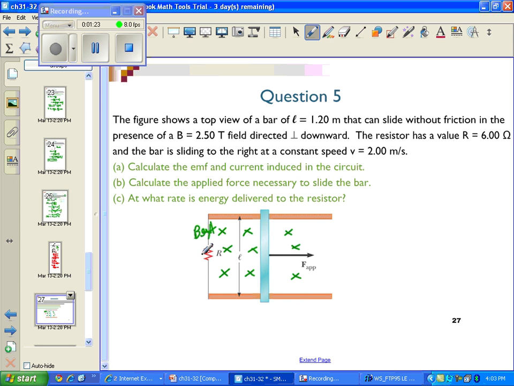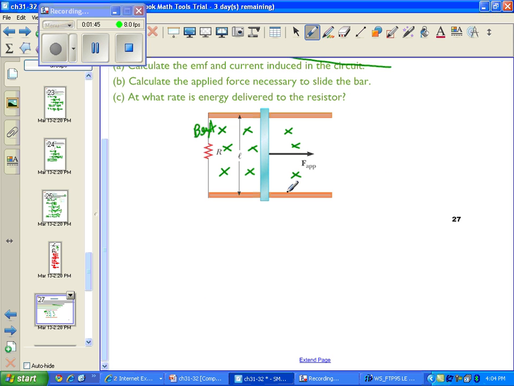Now, there is a resistor which is connected along this closed circuit, and the value of the resistance is 6 ohms. The bar, we're told, is sliding to the right at a constant speed of 2 meters per second. And the first thing we're asked to do is to calculate the EMF and the current which is induced in the circuit.